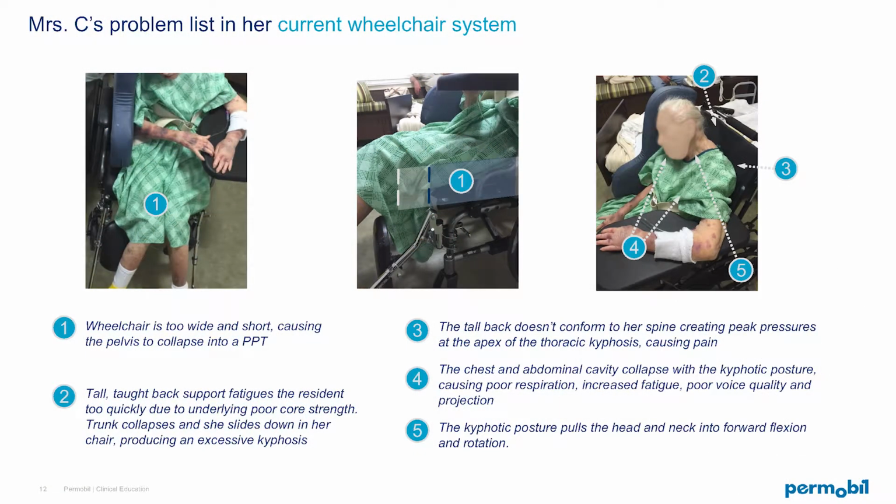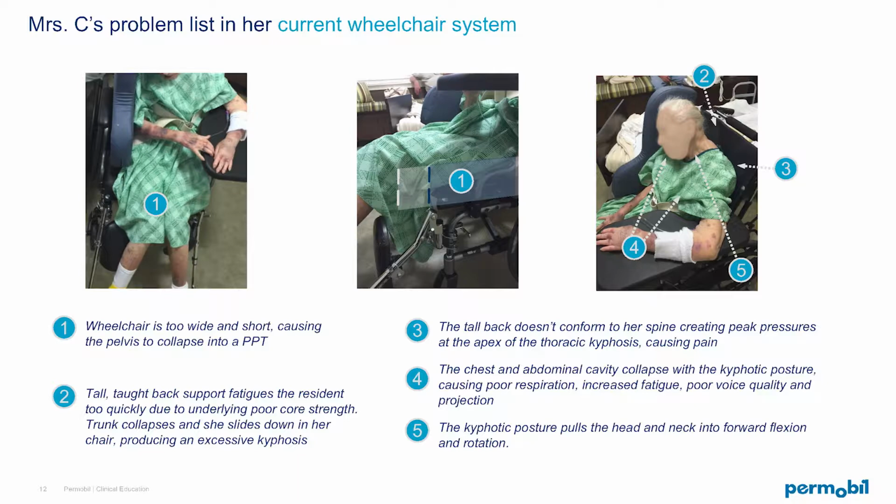So after observing Mrs. C in her baseline wheelchair, I was unfortunately able to make a very long problem list that I'm going to go through with you right now. The first thing that I noted was that the wheelchair was simply too wide and too short. So you can clearly see from the pictures marked with the number 1 that, as a result, her pelvis is sitting halfway up the seat sling with the majority of her femur, and you can see this right here, not even making contact with the seat surface. It's because that chair was so short and so wide, and her pelvis then collapsed into a posterior pelvic tilt.